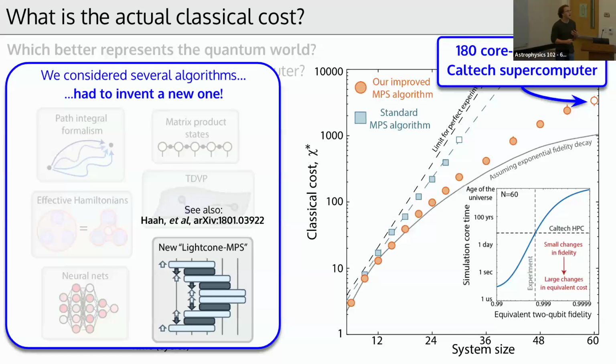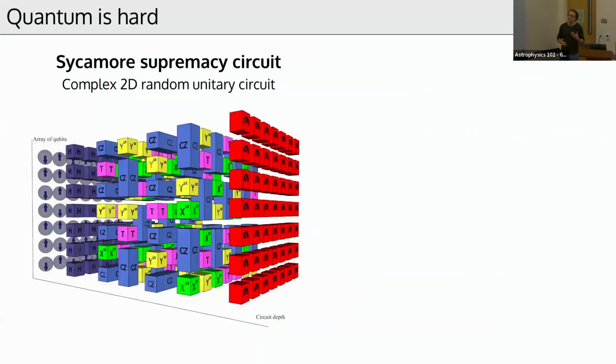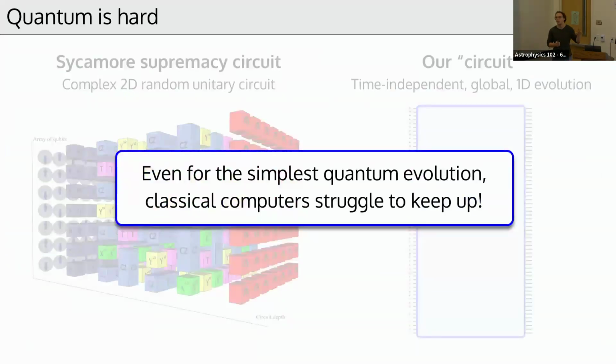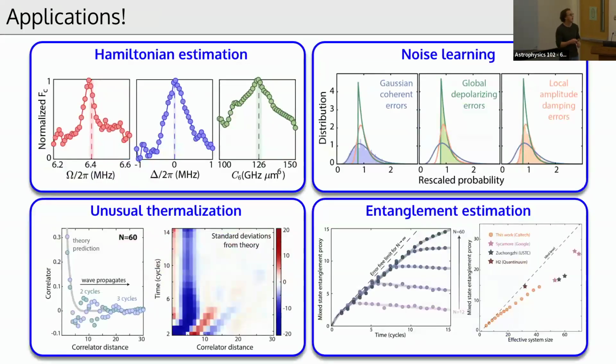And more philosophically, I'd like to point out that when supremacy experiments have been run in the past, they've always targeted these 2-dimensional complex random unitary circuits, basically designed to be as hard as possible to simulate classically. But what we're looking at here is time independent, global, one-dimensional evolution, basically the simplest type of quantum evolution you can imagine, and yet classical computers still struggle to keep up. All of that, I think, is already interesting in and of itself, being able to do this fidelity estimation, but I also think it's quite interesting that once you estimate fidelity, you can use that for useful applications. So that's what we're going to talk about in the last few minutes of my talk, different applications of fidelity estimation.